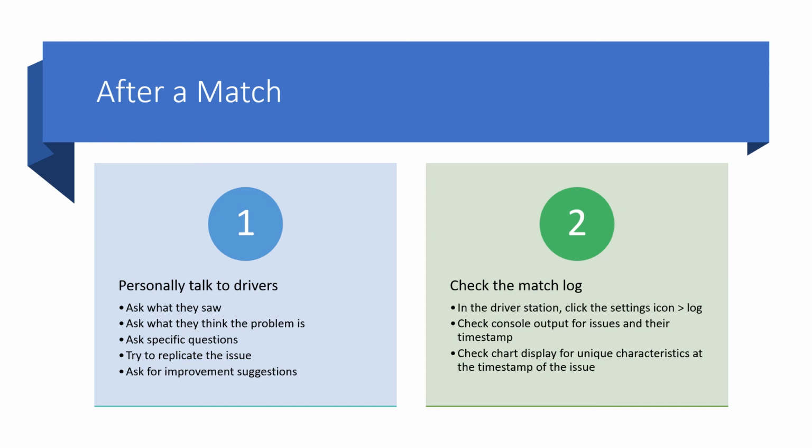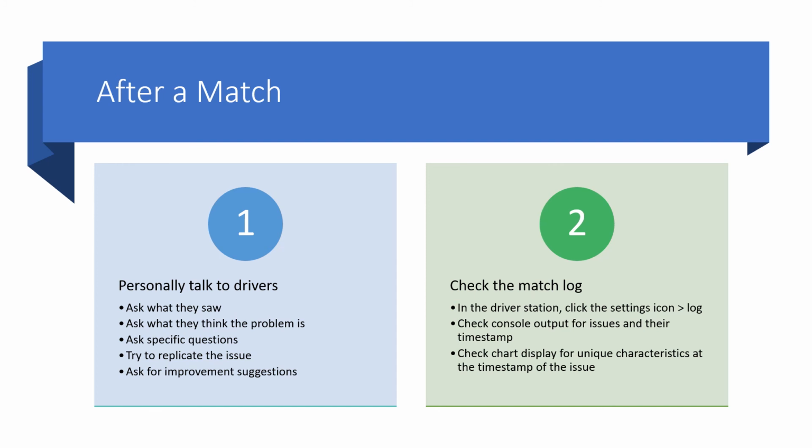Then check the match log. To do this, you can go in the driver station, click the settings icon in the top right corner, and then open the log. And this will have an entire log of all of the console printouts, battery voltage, connection, and a timestamp for the entire issue. This is definitely helpful for troubleshooting anything really. And any errors on the printouts will be highlighted in red.